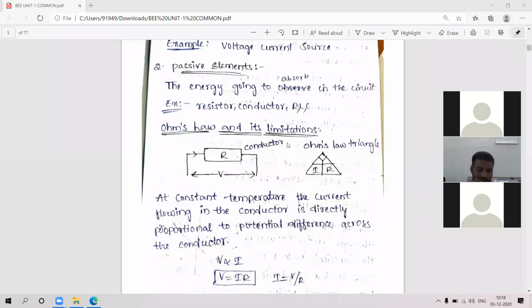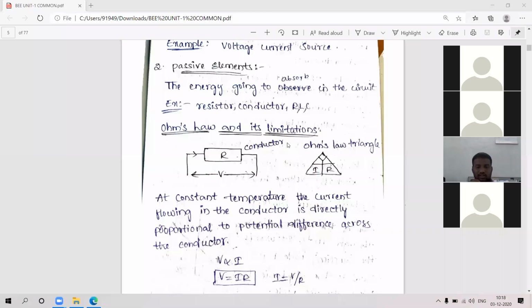This is also very, very important. Ohm's law. They are asking for either a 2 marks or 3 marks question. So Ohm's law. What is meant by Ohm's law? Ohm is a scientist. He conducted some experiments and finally he concluded what happens.